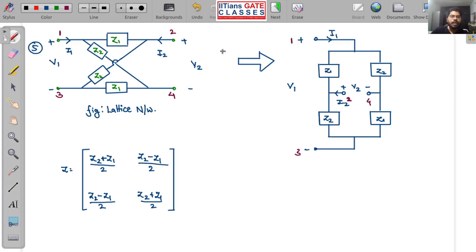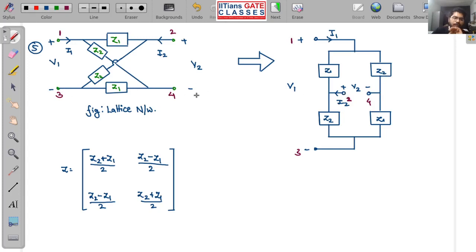In between 1 and 2 I have Z1. In this diagram also I have Z1. In between 1 and 4 I have Z2, and you can see in the other diagram between 1 and 4 I have Z2. In between 2 and 3 I have Z2, and here also between 2 and 3 I have Z2. In between 4 and 1 I have Z2. Fine, so 4 and 3 I need to check. Yeah, between 3 and 4 I have Z1. Okay, so everything is the same here.